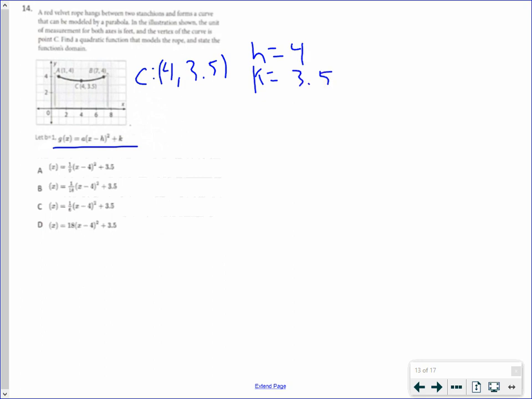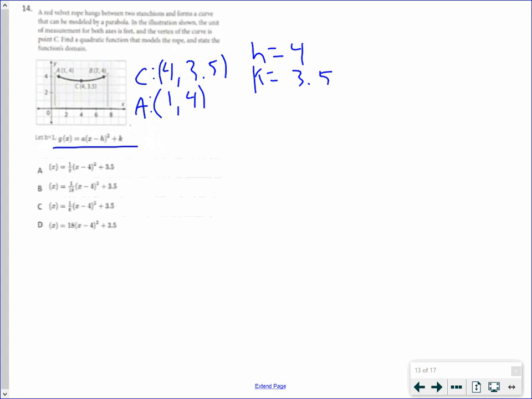So what we're going to do is put our h and our k into our vertex form of the function, and we're also going to plug in another x and y point. I'm going to use 1, 4, our point A, since 1, 4 is smaller than 7, 4. And I think it'll be a little easier. So I'm going to put this into our equation.